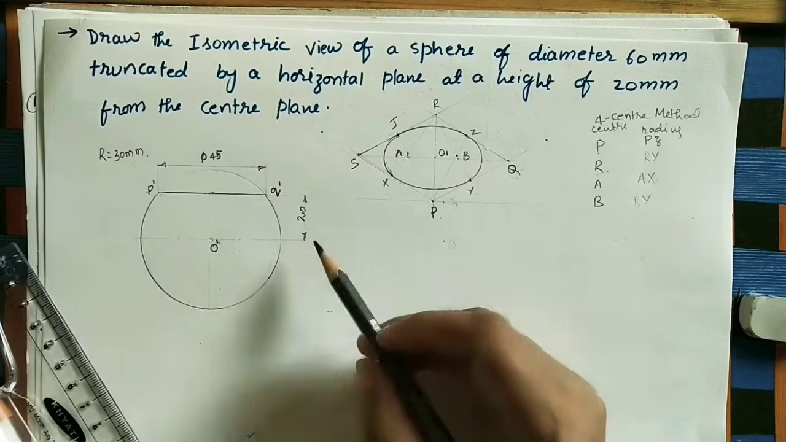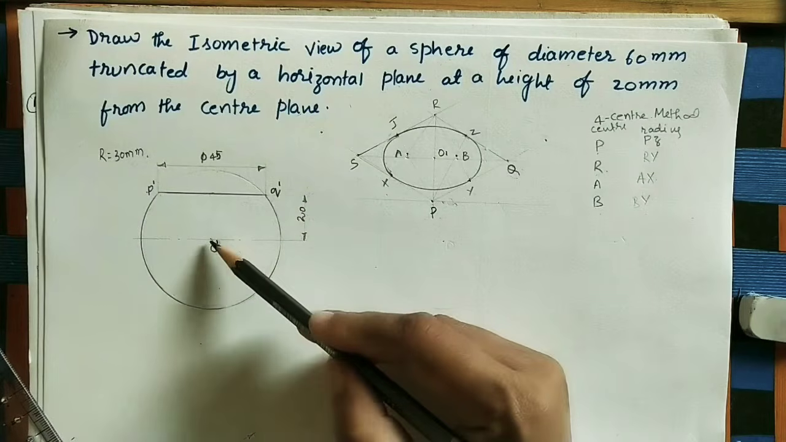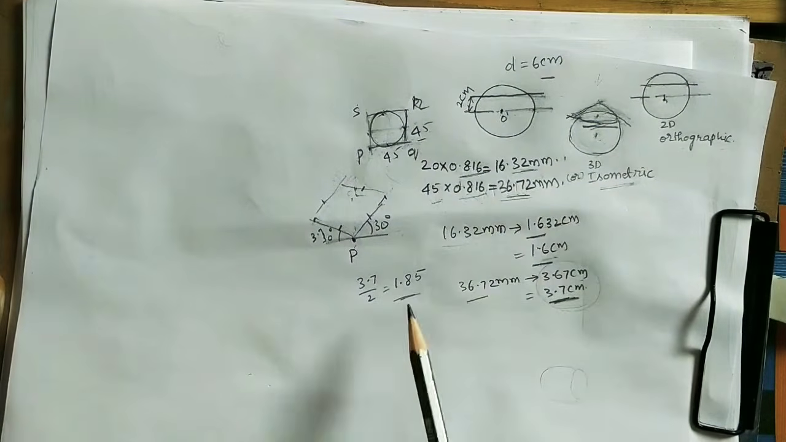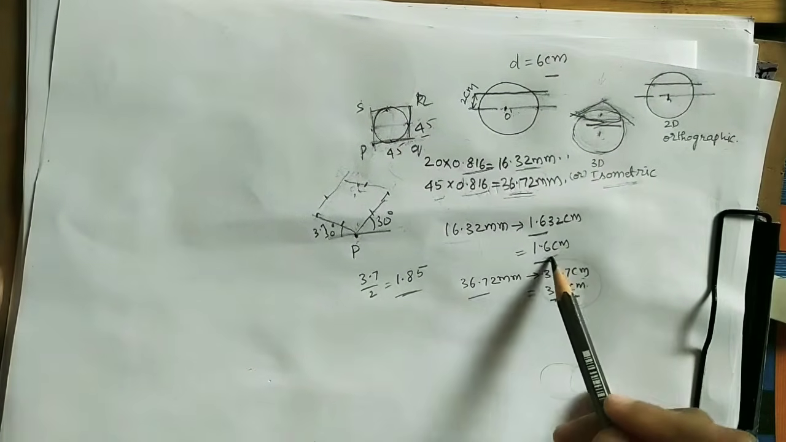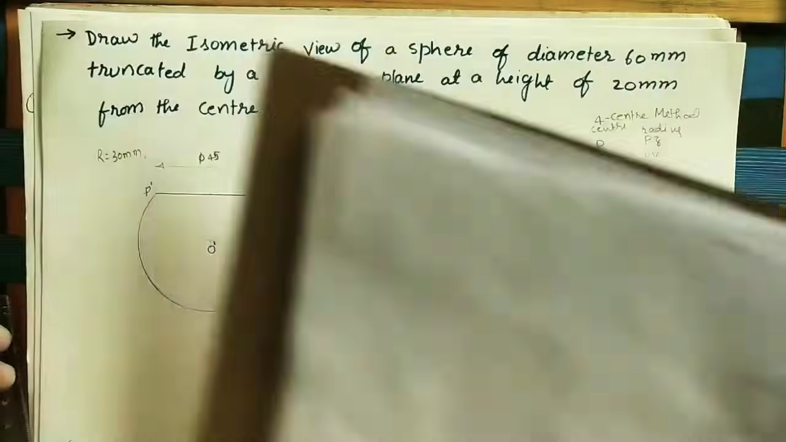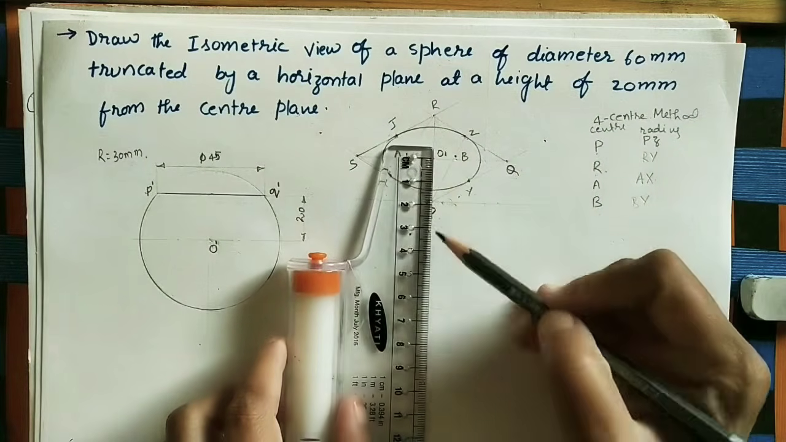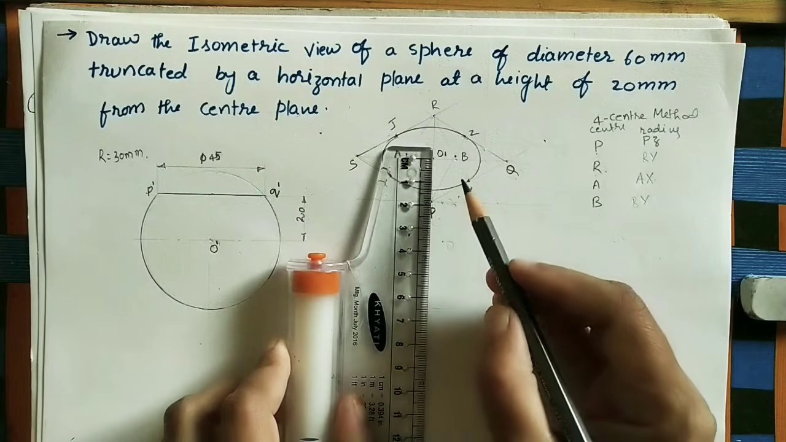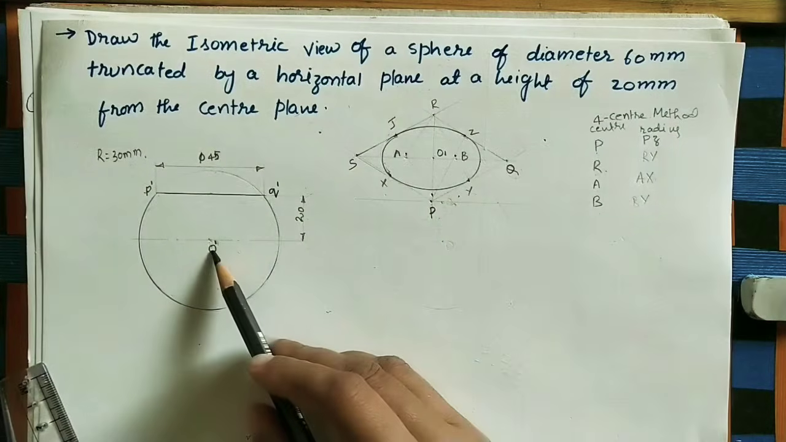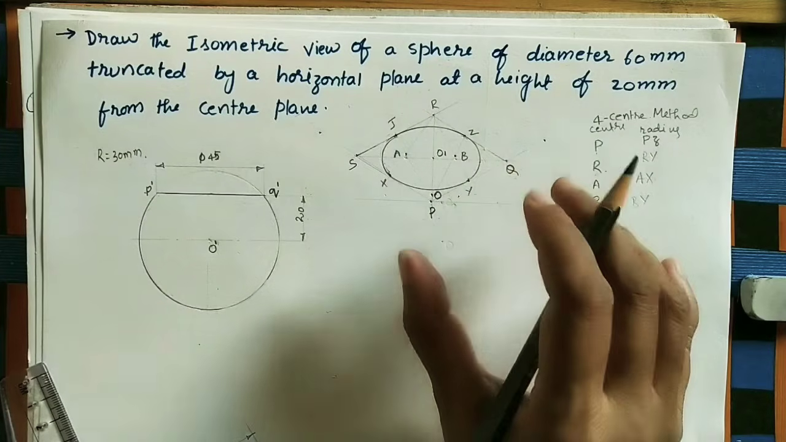Now after finding the center, let us assume it is here. Mark this length and mark the center of the sphere. How much is it? 20 mm. But we have calculated this value as 16.32, which is nothing but 1.6 centimeters. Just draw a vertical line from this center. On it take 1.6 centimeters. So it is coming here. What is the center of it? Capital O. As I told, capital letters we have to use for the isometric or 3D diagram.